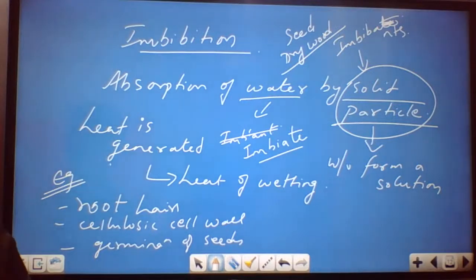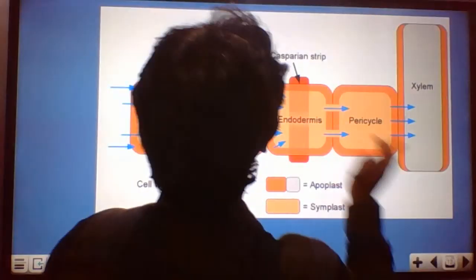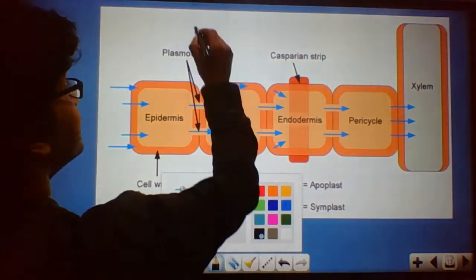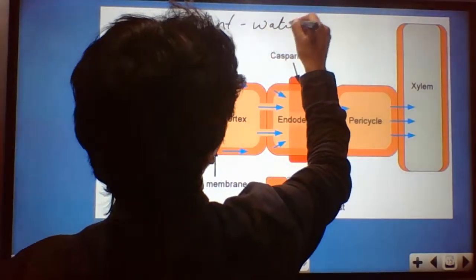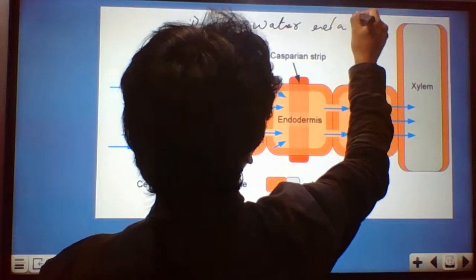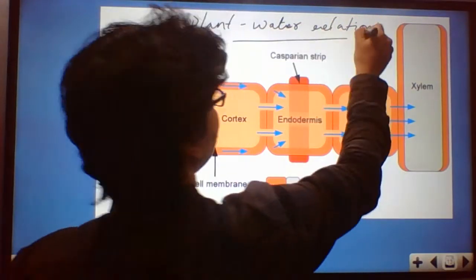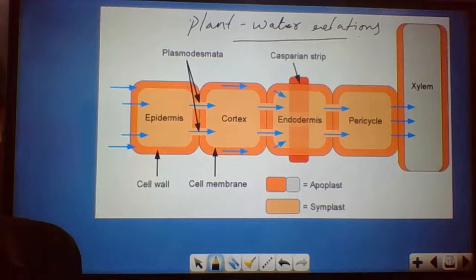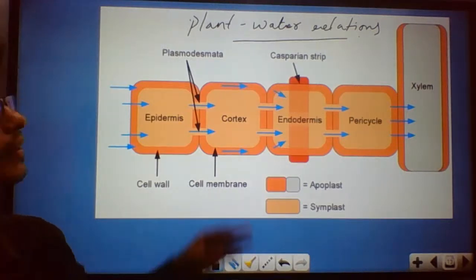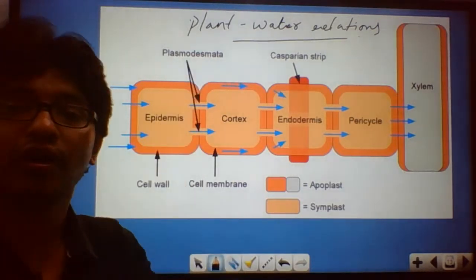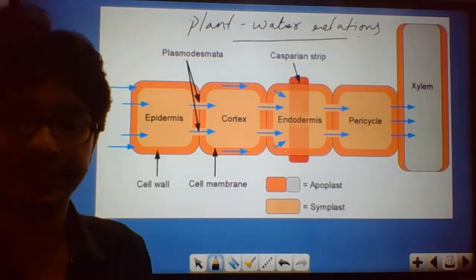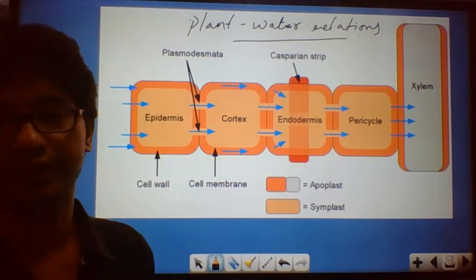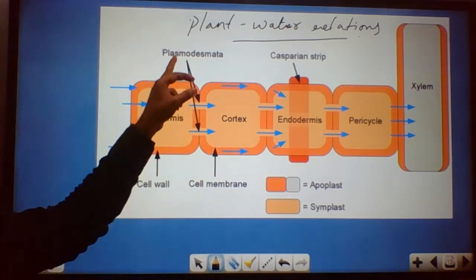Okay, so coming to the next part, plant water relations. This is what I studied in the textbook itself. Plant water relations, we call it. Opening and closing of stomata, all these things, we have theories. We will discuss three important theories when we talk about the stomata. Okay, fine.